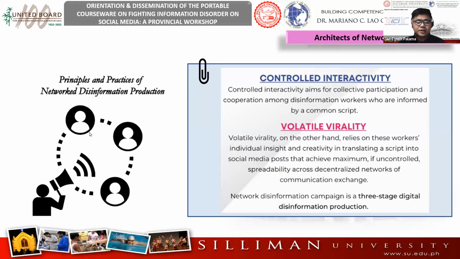Controlled interactivity is a two-step flow model of influence where political campaigners, what's their aim? Their aim is to disseminate a common script and is concerned only for message control and discipline. So their aim is to disseminate a common script to their supporters, and the only goal and the only concern is message control and discipline. So that is why it's termed controlled interactivity.